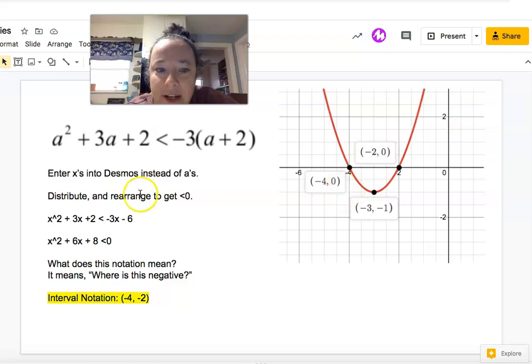So here's the graph. I tossed the left side into Desmos. And then the less than 0 means where is it negative? So where is it below the x-axis? And guys, that's between -4 and -2. So your interval notation is parentheses, -4, comma, -2, parentheses.